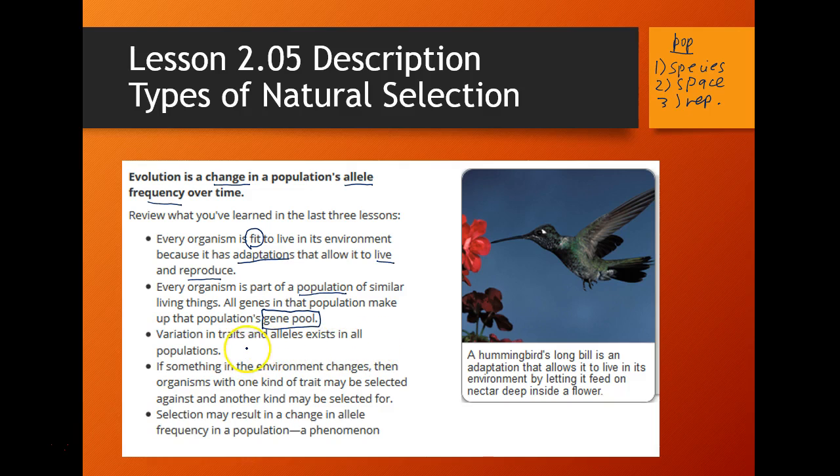There's also variation in traits and alleles that exist in all these populations. Remember, variation means differences in the genes. If something in the environment changes, then organisms with one kind of trait may be selected for or against, which means certain ones are more likely to survive than the others. If that happens, it could lead to an allele frequency change, which would then lead to evolution.